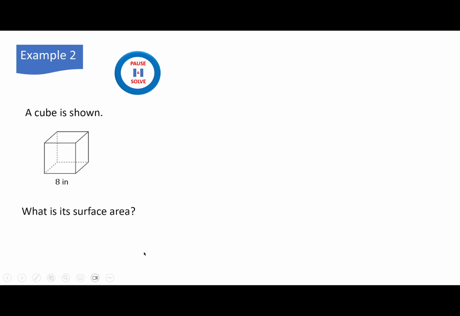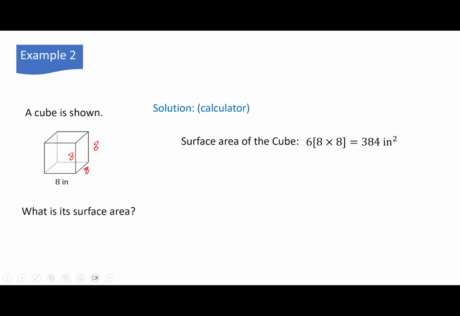Example 2. A cube is shown. What is the surface area? Remember, in a cube, all the edges are equal, all the faces are equal. Each one of them is a square. This is 8 here, this is 8 here, this is 8 here. So you have what? 6 times 8 times 8, because one face is 8 times 8, so square. You get 384 square inches.